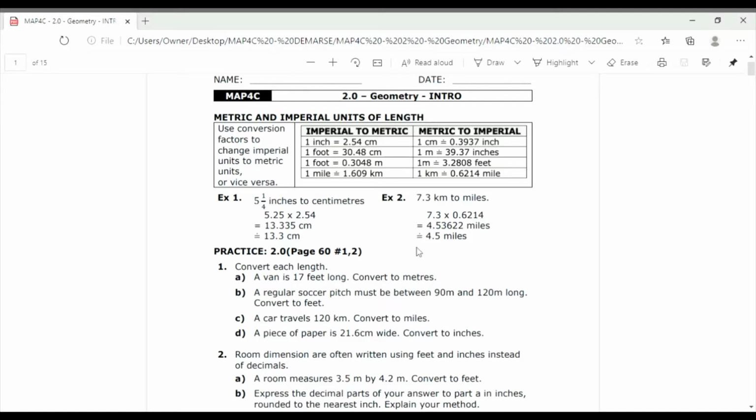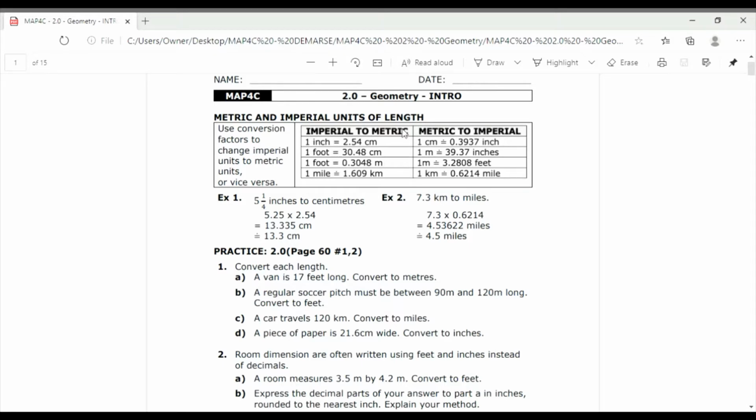This is the readout for Chapter 2.0, which is the Intro to the Geometry unit. In this chapter, we will look at a few different sections on different topics to intro us into geometry. And we start with metric and imperial units of length. Use conversion factors to change imperial units to metric units or vice versa.